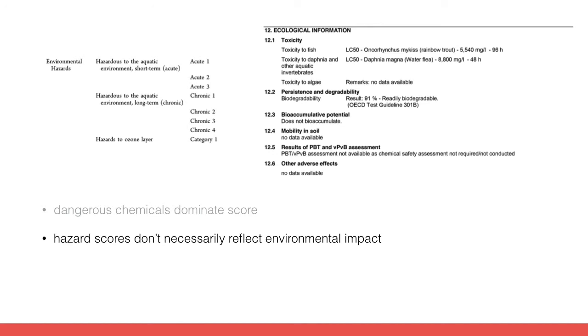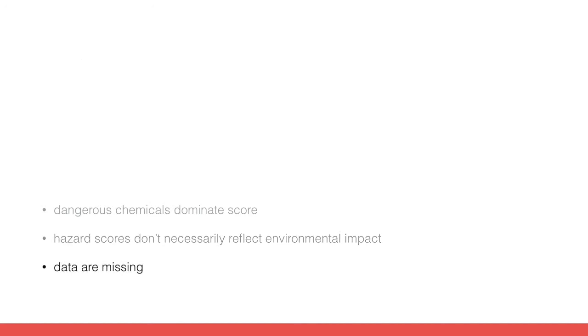I also want to point out that safety data sheets don't have a lot more information than that. If they do have categories, they often don't have any data for them. And of course, that's what I'm going to talk about next. There's a lot of data missing, and so that influences scores quite a bit.